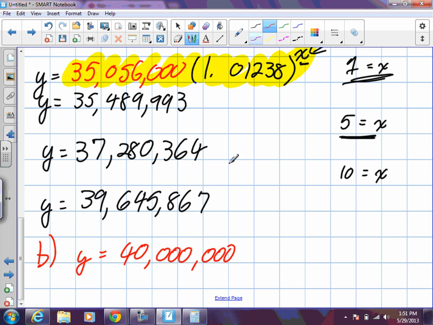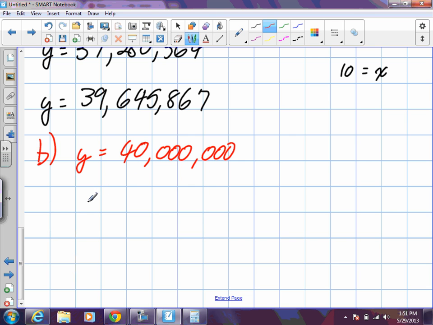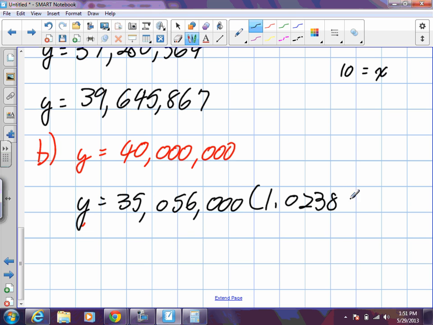So what we'll do is we'll replace the y in our formula. Remember the formula read y was equal to 35 million 56,000 times 1.01238 to the x. Okay. So they told us y is 40 million. So what we have to do here is we replace our y with 40 million. We need to solve for an x.